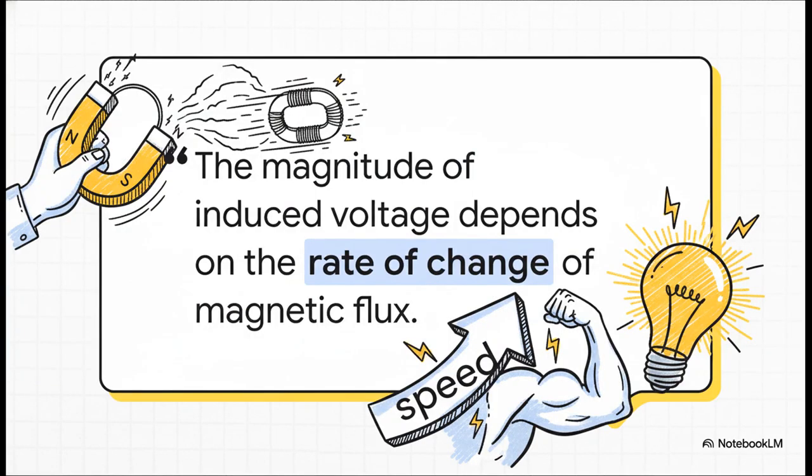And Faraday, being the genius he was, didn't just figure out that it works. He figured out how well it works. We call it Faraday's law. Now, this quote on the screen sounds super technical, but it basically means something really simple. The faster you move the wire, or the stronger the magnet you use, the more electricity you generate. That's it. More speed equals more power.